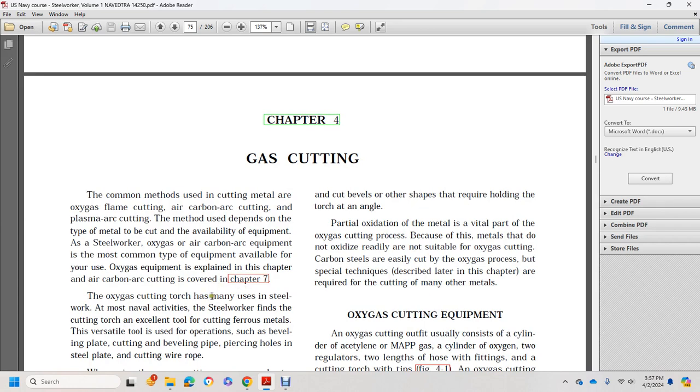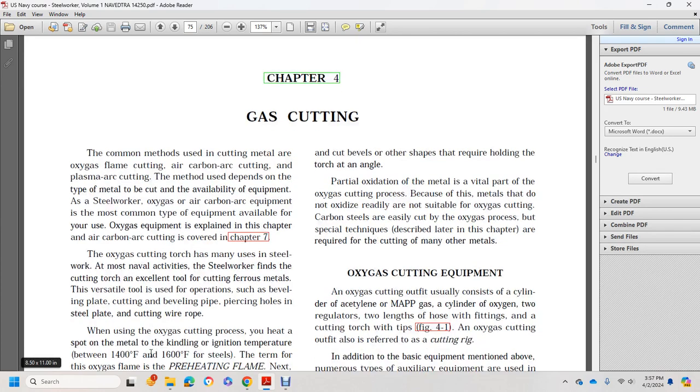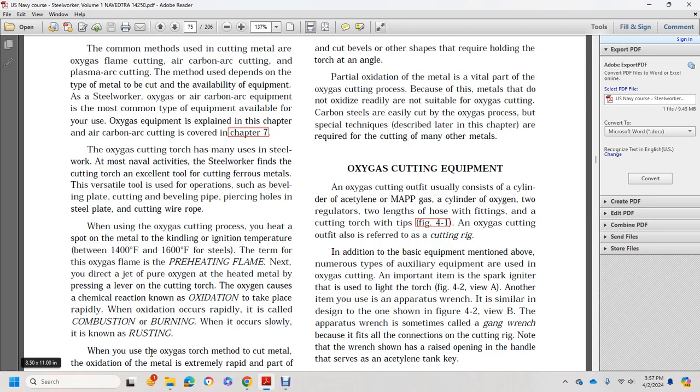The oxygen cutting torch is used by Steelworkers in many of their activities. It is excellent for cutting ferrous material and is a versatile tool used for operations such as cutting bevel plate, beveling pipe, piercing holes in steel plate, and cutting wire rope. When using the oxygen cutting process, you keep a spot on the metal at its kindling or ignition temperature, 1400 to 1600 degrees for steels. In oxy-gas flame cutting, a preheating flame is followed by a directed jet of pure oxygen, which hits the heated metal when you press the lever on the cutting torch.